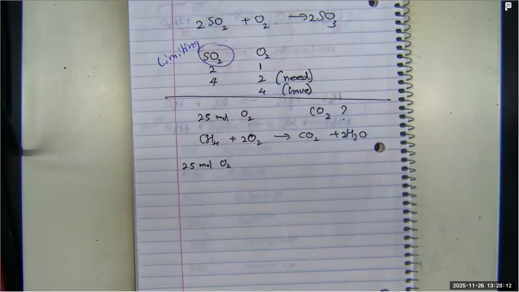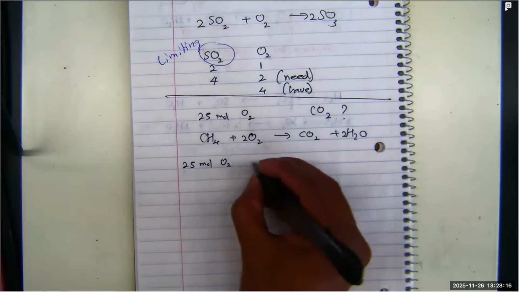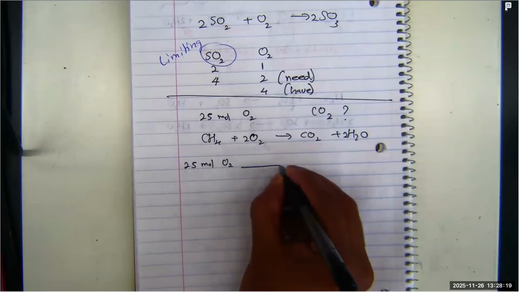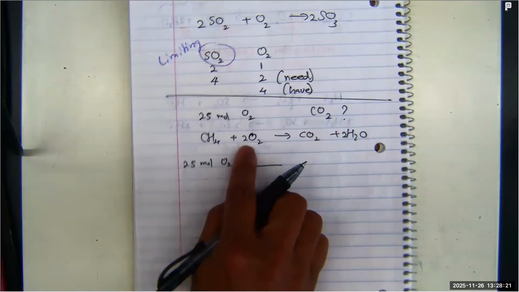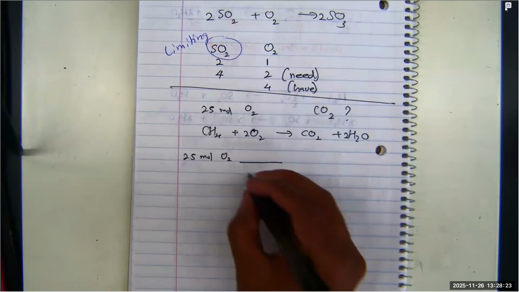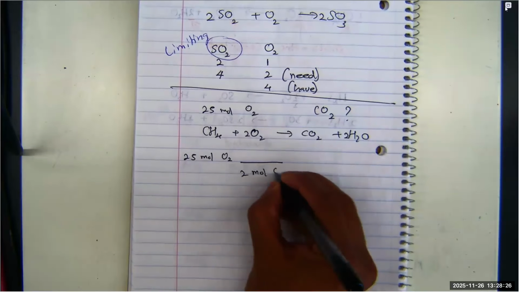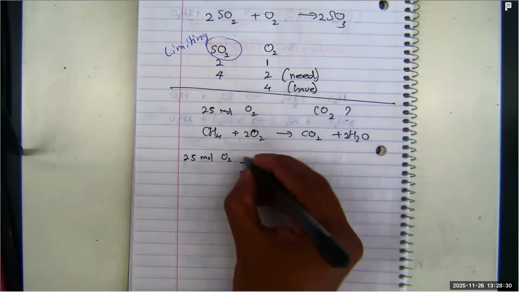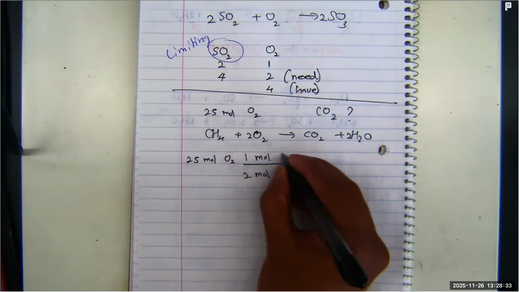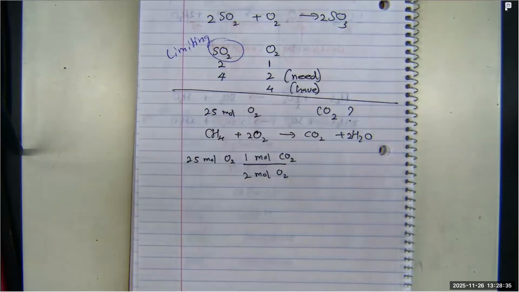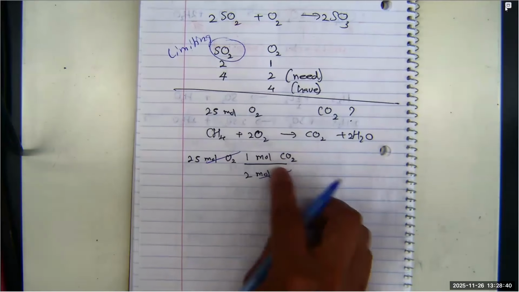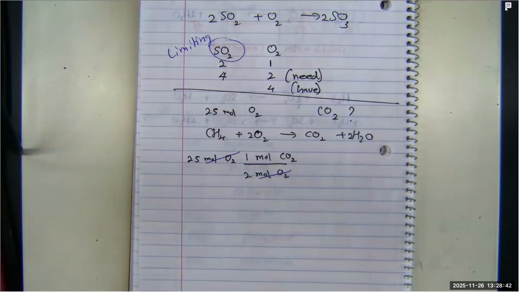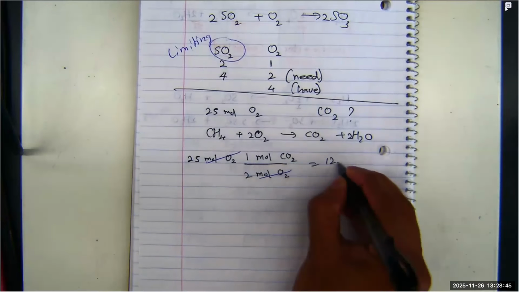We are given 25 moles of oxygen. But we don't want oxygen. What we need is carbon dioxide. So I'm going to get rid of oxygen. How do I do that? I'm going to divide by the moles of oxygen. From the balanced chemical reaction, with 2 moles of oxygen, I'm going to get 1 mole of carbon dioxide. So I'm getting rid of my moles of oxygen. I'm going to end up with units of moles of carbon dioxide, and then I'm going to get 12.5.